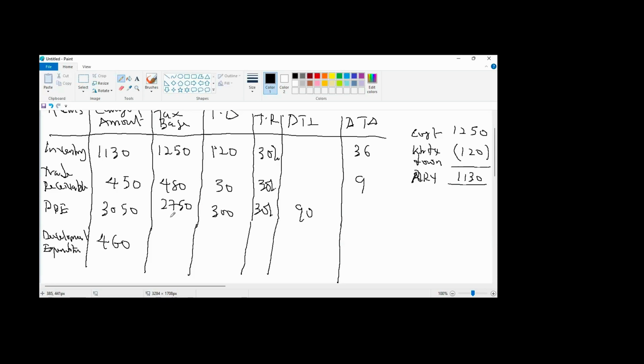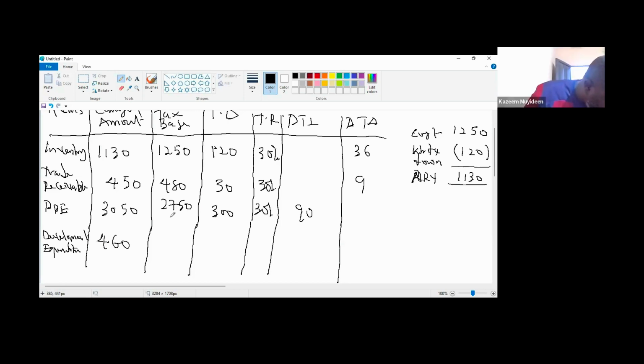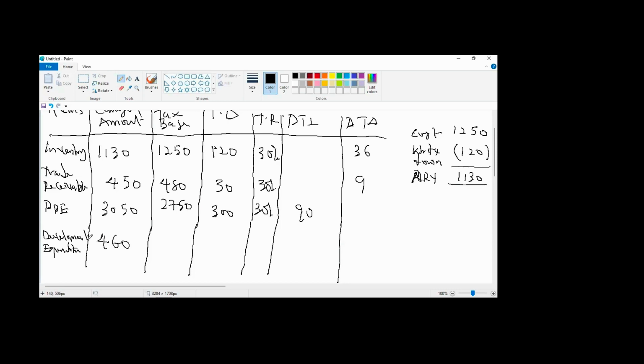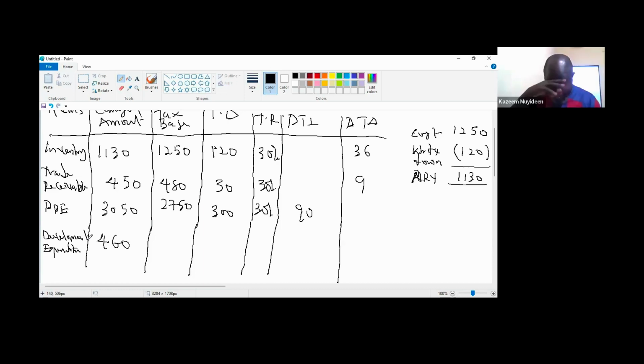Let's see, what is the tax provision? Development expenditure was allowed for tax purposes in full during the year. In full during the year. Who can tell me the tax base? Is it 460? 480? Okay, it should be 480? I disagree.